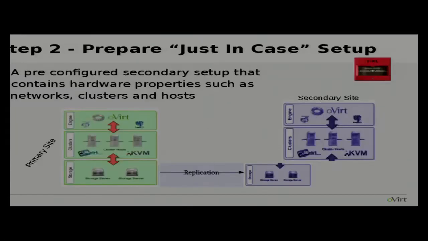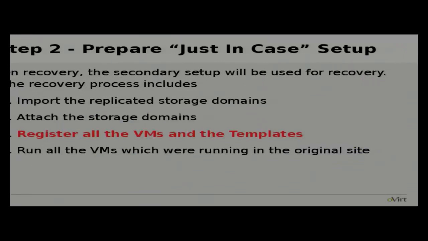Second of all, prepare a just-in-case setup. The admin needs to have a secondary setup up and running because we want the recovery process to be as fast as we can. He will add their clusters and running hosts, and the replicated storage domains will not be part of it yet. But in case of a disaster, the idea is that it will import all the replicated storage domains in the secondary setup, attach those, register all the VMs and the templates, and run all the VMs which were running in the original site. That way we can gain some kind of recovery that is better than it was before. I know the third part is marked with red, and I will get to it in a few slides.